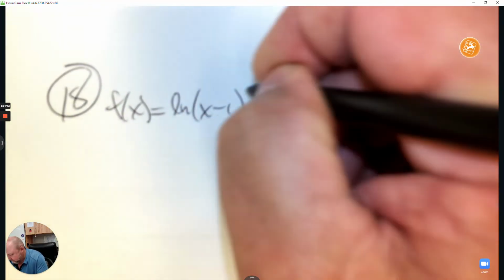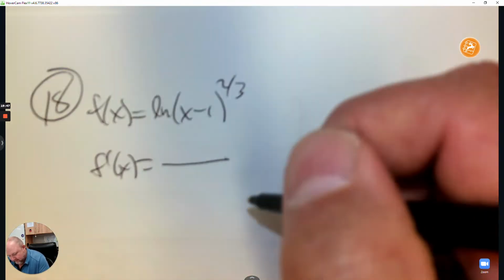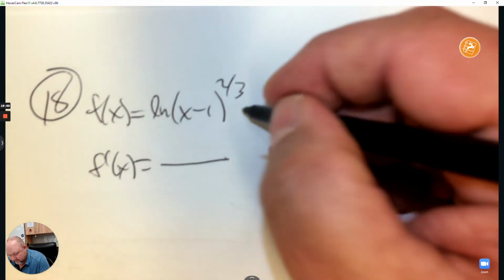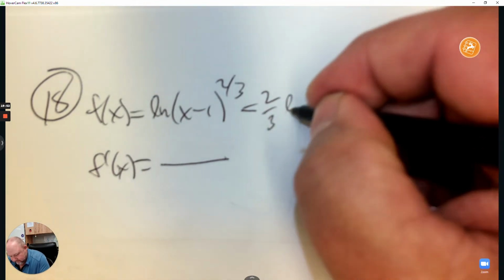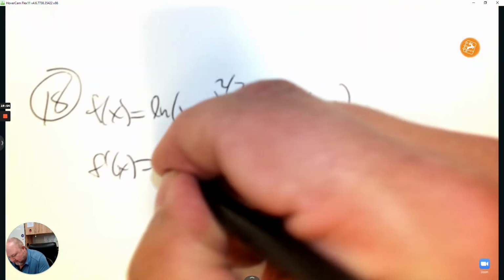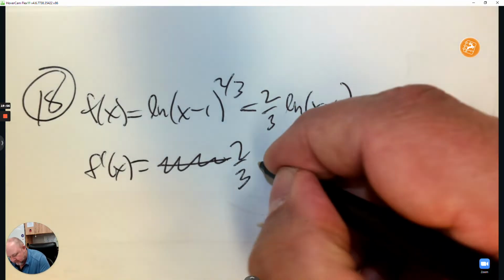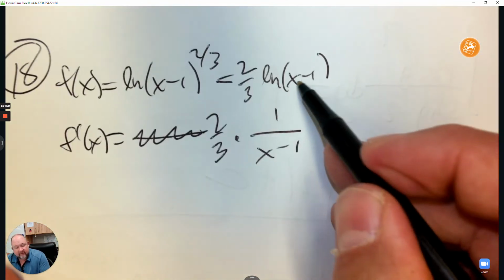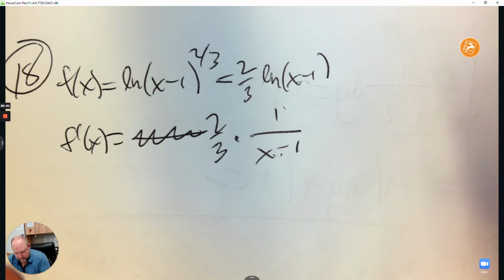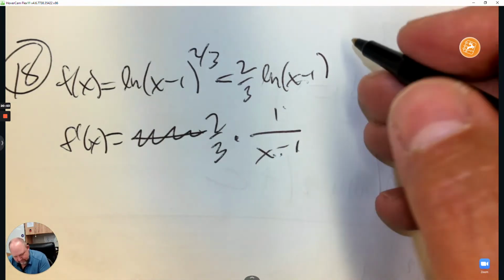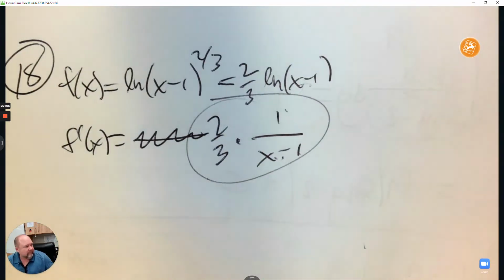Number 18. We did it together. All right. Differentiate. So what's the derivative here? Oh, let's write this as 2/3. And then we can do it. So it's 2/3, then a fraction. The derivative of x minus 1 is 1. Don't put plus c. There's your answer. Number 19.